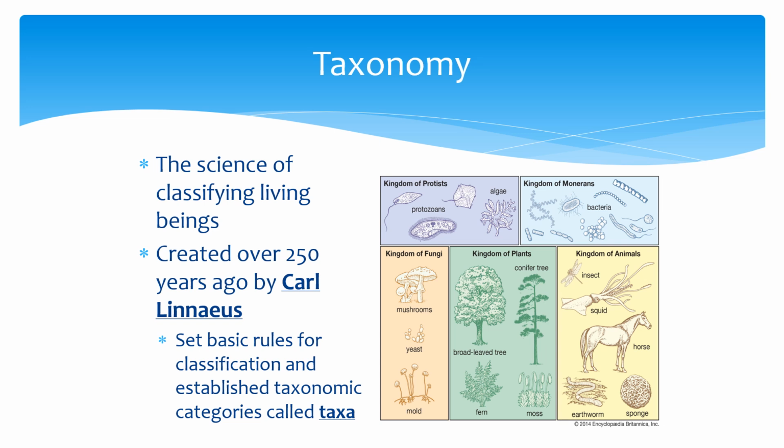Created over 250 years ago, here's our next guy we gotta know, Carl Linnaeus, or Carol Linnaeus. He ended up creating a set of very basic rules in order to classify and establish taxonomic categories, which we call taxa. This is going to be important because it's going to help us discover what it is we're looking at, what it is we're studying, and what category they fall into.